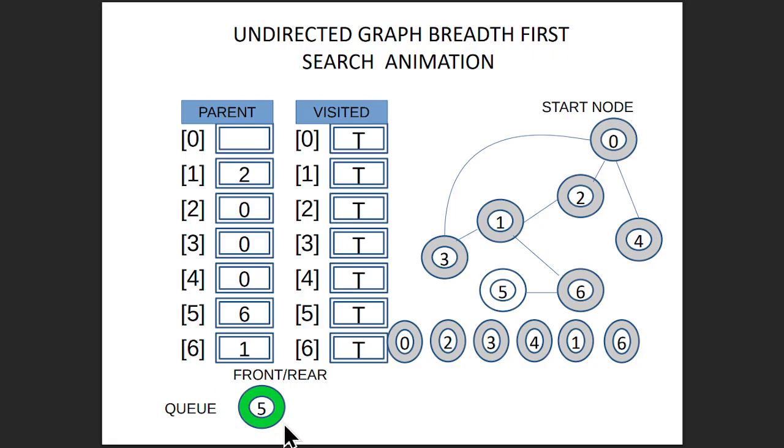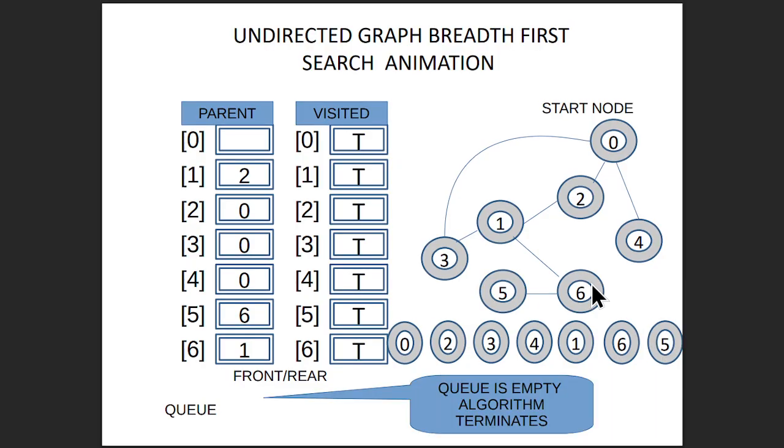The queue is not empty, therefore we dequeue the front element, which is 5, vertex 5, and process vertex 5. So vertex 5 has only one adjacent vertex, which is 6. But it's already visited, so we cannot add 6 into the queue. Okay, so go back to step 1 and check whether the queue is empty or not. The queue is empty, therefore the algorithm terminates.